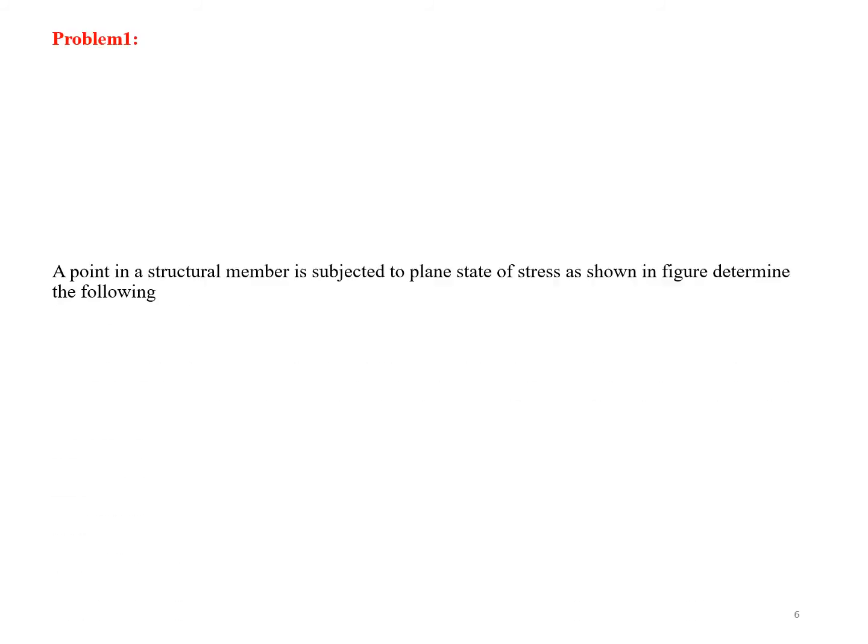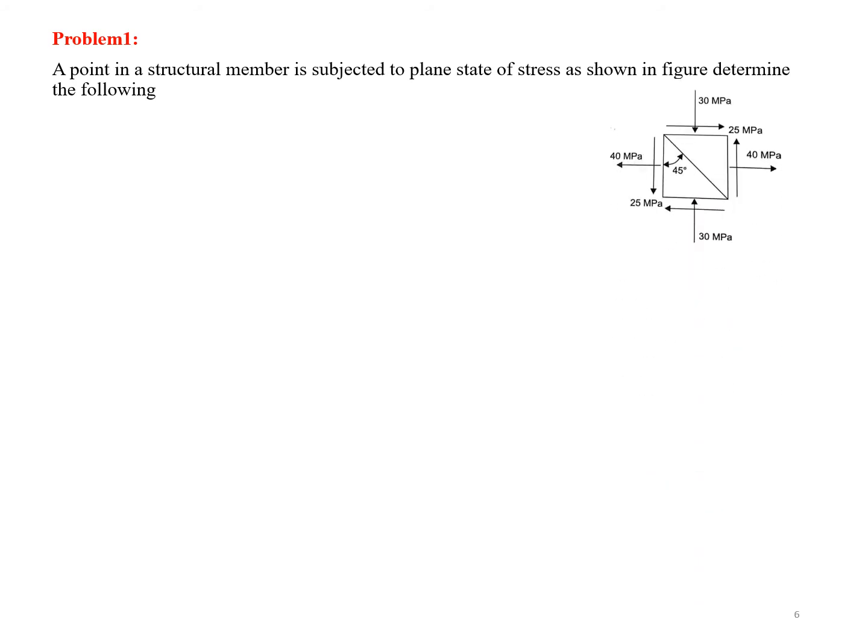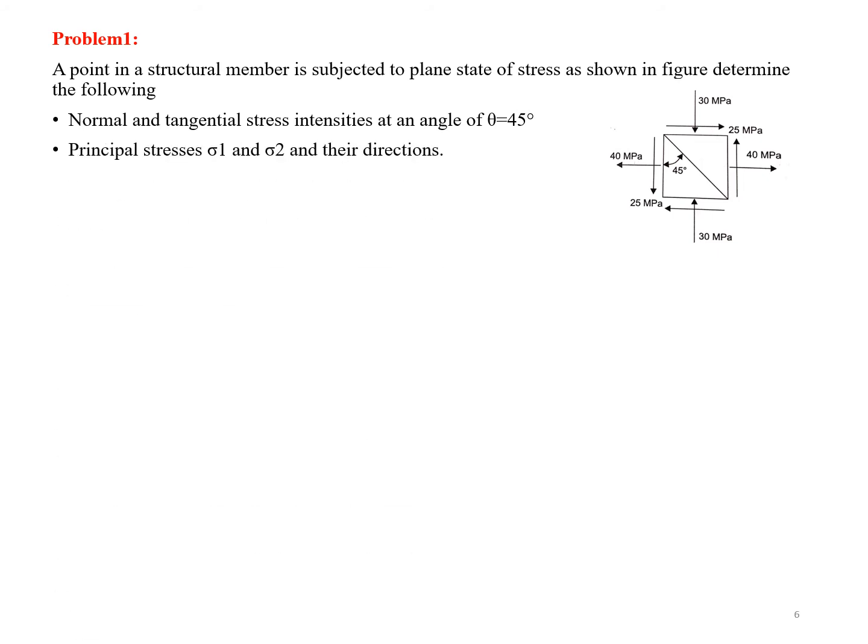We'll solve a problem on this. A biaxial state of stress with shear stress is shown in the sketch. A point on a structural member is subjected to a plane state of stress as shown. Determine the normal stress and tangential shear stress at an angle theta equal to 45 degrees, the principal stresses sigma 1 and sigma 2 and their directions, and the maximum shear stress and its plane. So we know the equations for all these.